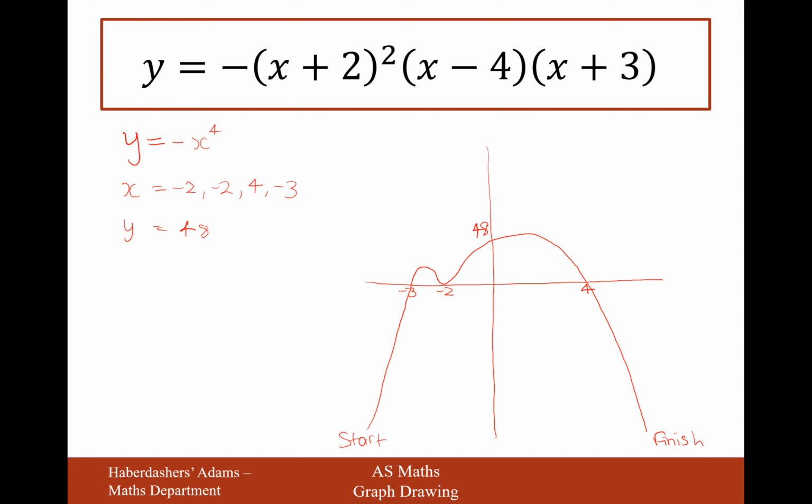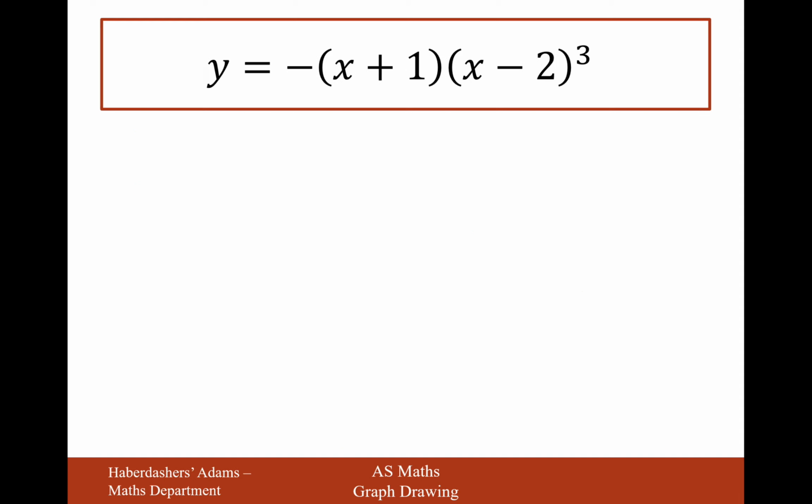Okay, let's move on to the next one. So in this case, it's going to be y equals, expand the brackets, x times x times x times x, but there's a minus in front, so it's going to be minus x to the 4. The roots are going to be -1, 2, 2, and 2. The y-axis intercept is going to be 1 times -2 times -2 times -2, and then times the minus at the front of the bracket, and that will give us 8. So let's start drawing the graph now.